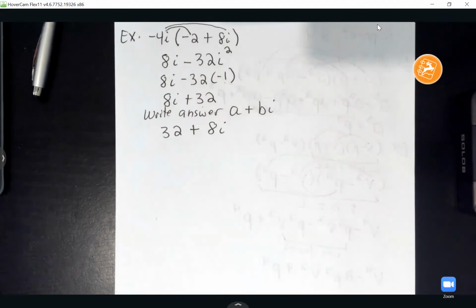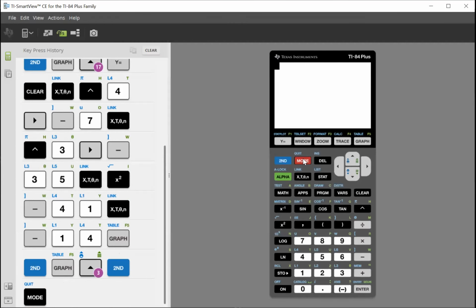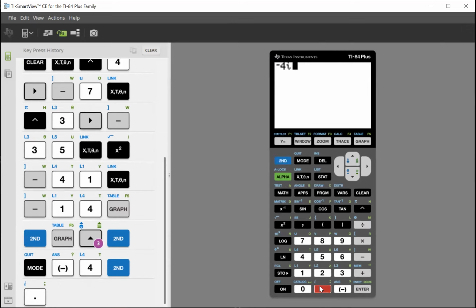Y'all watch this. We got a calculator that can do those kind of numbers. So let me share my calculator. Let me quit this screen. Right down there where the decimal is, there's a blue i. So watch this. I'm going to do negative 4. I'm going to hit the second button and the decimal to get my i.